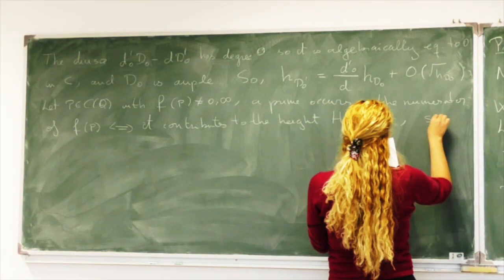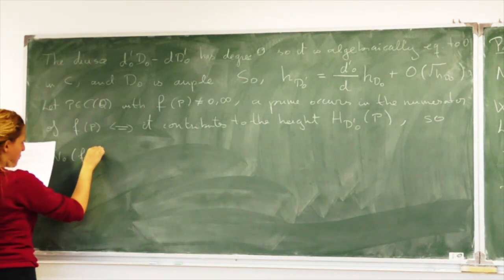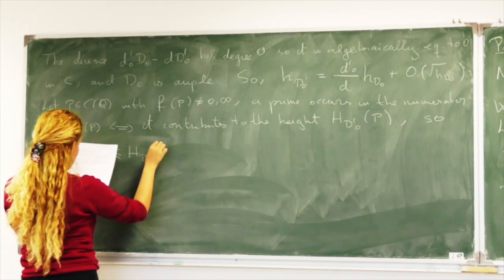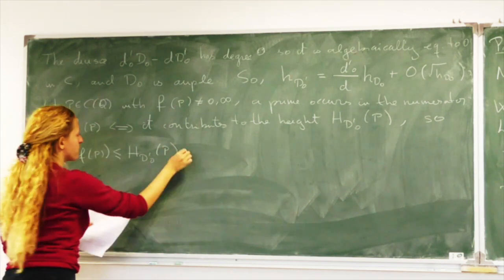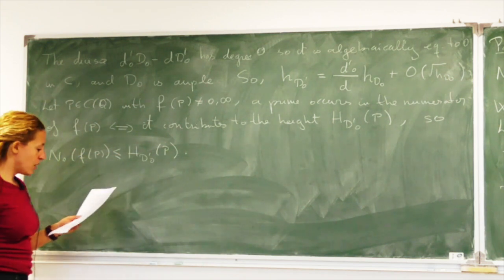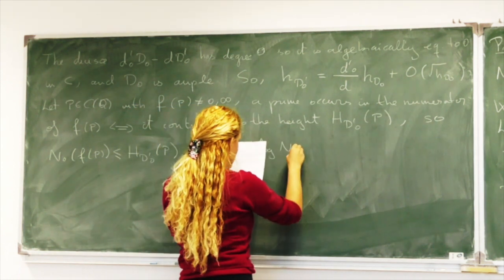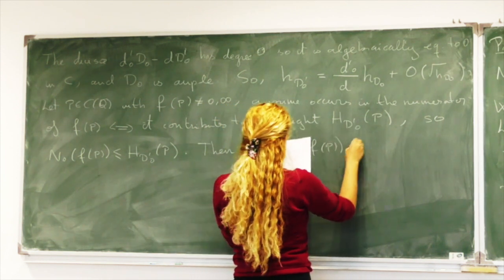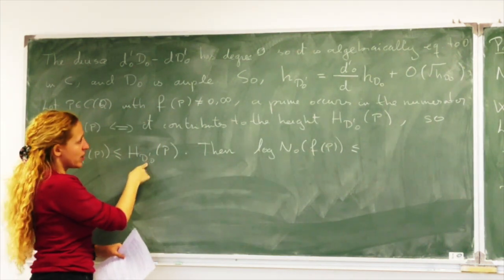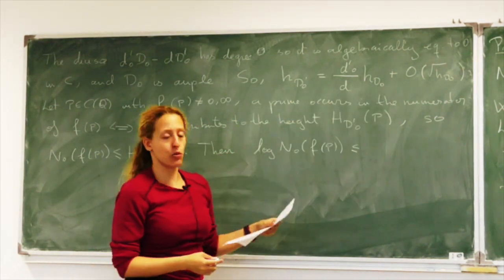Okay, so this implies that what we call N0 of Fp is smaller or equal than this thing, right? Because this is only a part of the things that appear here. So now we can take a logarithm of this, and then we get that the logarithm of this is less or equal than the logarithm of this. But if I take the logarithm of this, I get the logarithmic height that appears here, and that is equal to this up to a constant.